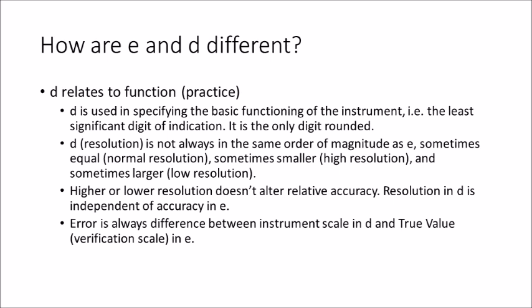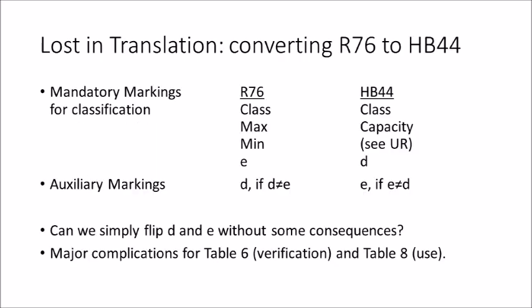But whether the resolution is high or low or normal doesn't alter the relative accuracy. The resolution of D is independent of the accuracy in E. Independent. That's the whole point of the first video. And error is always the difference between the instrument scale in D units and the true value or verification scale in E units. So coming back to our question, can we flip them?